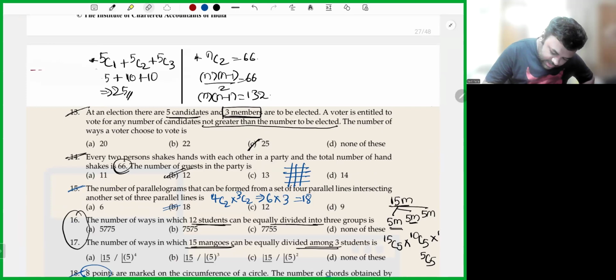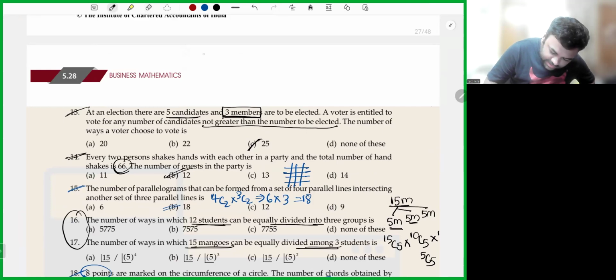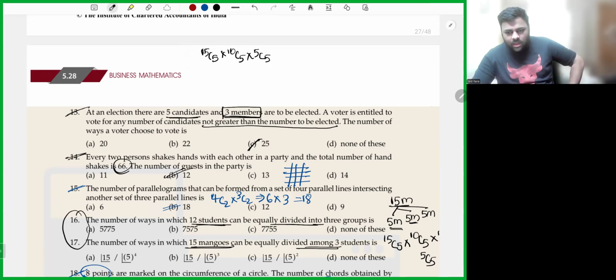See here what's happened. The answer came as 15 C5 into 10 C5 into 5 C5. So first in 15 mangoes, I'm selecting 5 mangoes and giving to the first kid. 10 are there. From 10 mangoes, I'm selecting 5 mangoes and giving to the second kid. So 5 are left. 5 is being given to the third kid. Third kid will go away, he'll be happy.